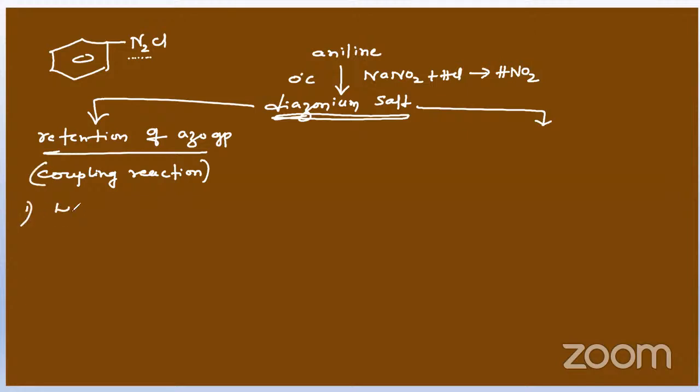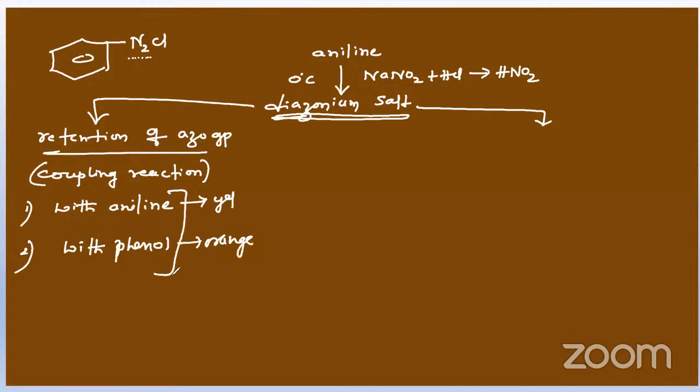First one, with aniline: it reacts with aniline to form a yellow precipitate. With phenol, it forms an azo dye, an orange colored precipitate. In both cases, it forms an azo dye, a colored precipitate. Dye is a coloring pigment used for clothing.